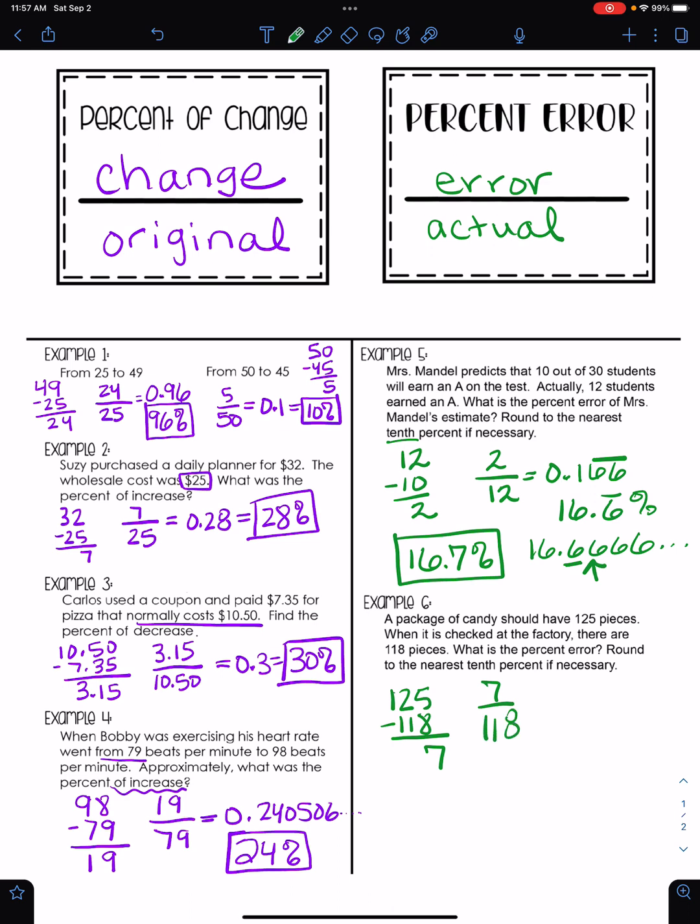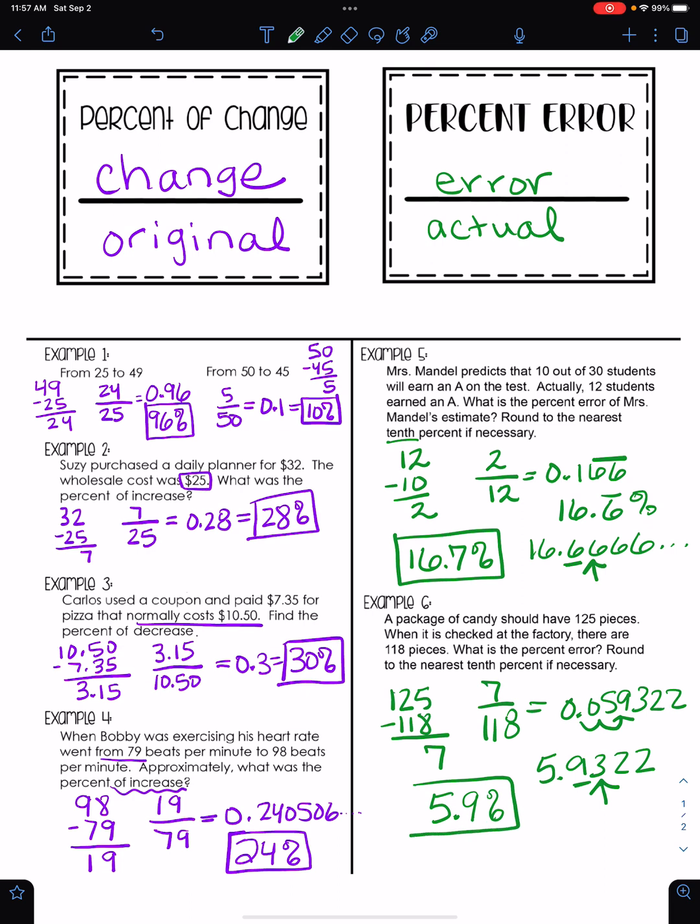So 7 divided by 118 on my calculator looks like this. And it's longer and longer. So first we're going to change it to a percent by moving the decimal twice to the right. And then if we want to round to the nearest 10th, we're going to look at the place just to the right. Since it's less than 5, I'm going to keep the 9. And it's off by 5.9%. That's the percent error.